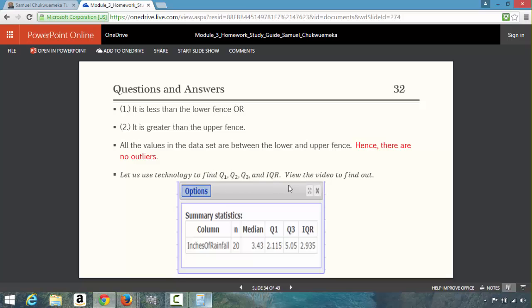We're done. All the values we have are between the lower fence and the upper fence. Okay, let us use technology for this. So let me show you how to do it with technology.